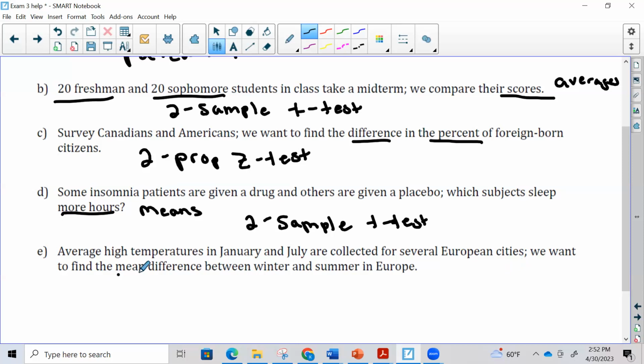We want to find the mean difference between winter and summer in Europe. Okay, so they do say mean, which means it's a t-test. We are taking 2 samples, one in January and one in July. So we have 2 sets of data, which means it's either a paired t-test or a 2 sample t-test. And because it's on the same cities, we picked Paris and we compared the temperature in January and July, this is a paired t-test.